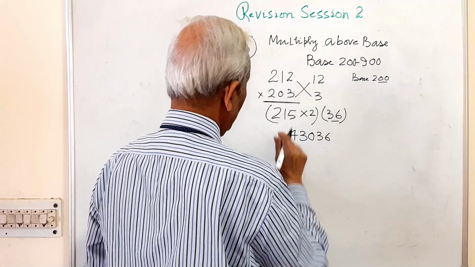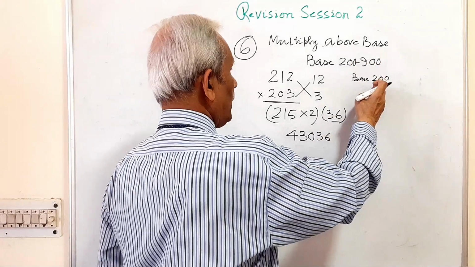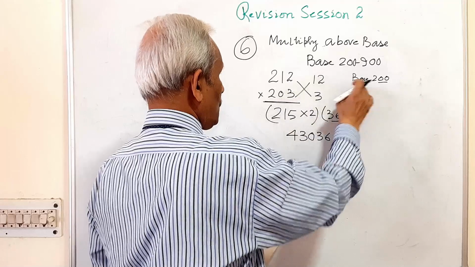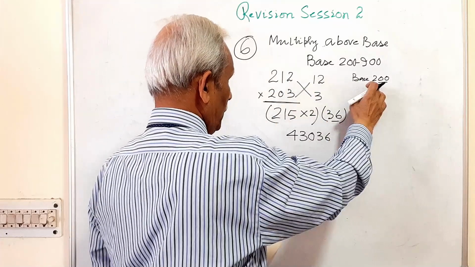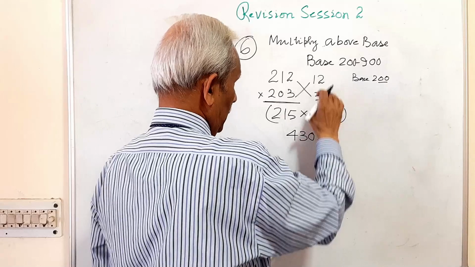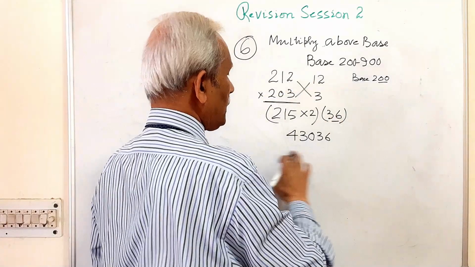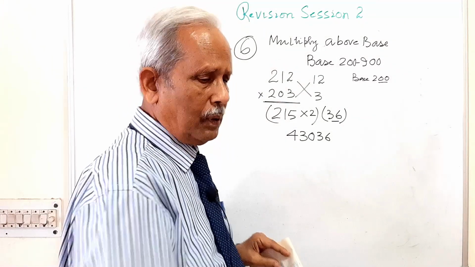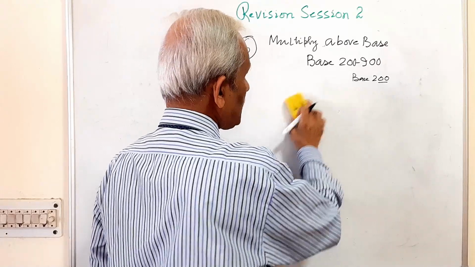It's quite simple. Just like with 100, here you have changed it to 200. That's all. 212 minus 212, 203 minus 203, cross addition 215 into 2, and then 3 times 12 is 36. Here it becomes 430, 36. Answer is 43036. Quite simple, quite understandable. There is no issue at all. I'll do the next question.